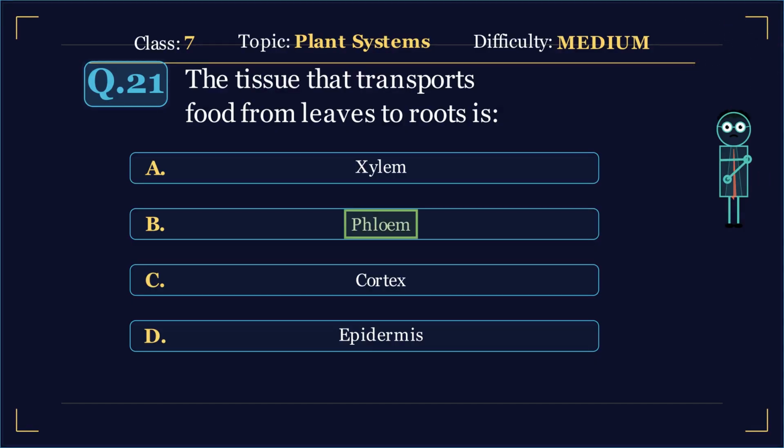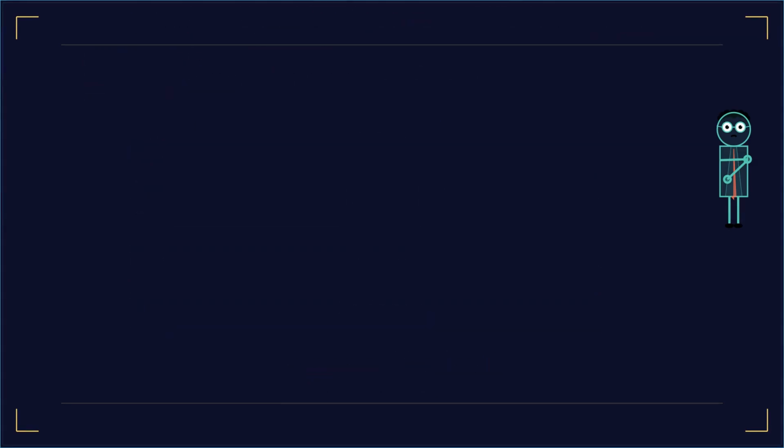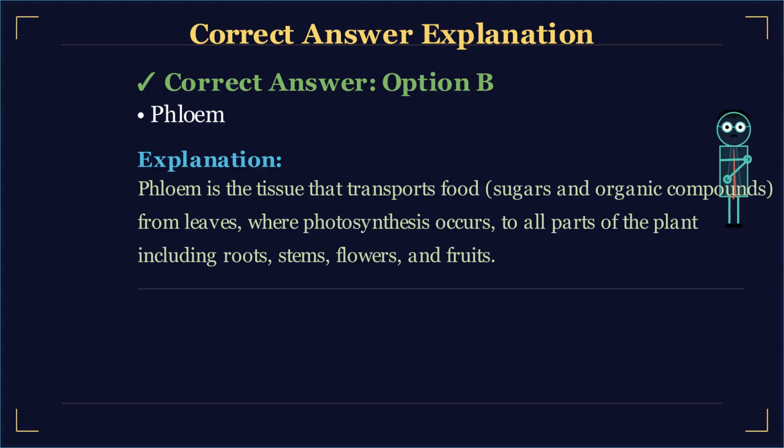The correct answer is option B. Here's the explanation for the correct answer. Phloem is the tissue that transports food, sugars and organic compounds from leaves, where photosynthesis occurs, to all parts of the plant including roots, stems, flowers, and fruits.